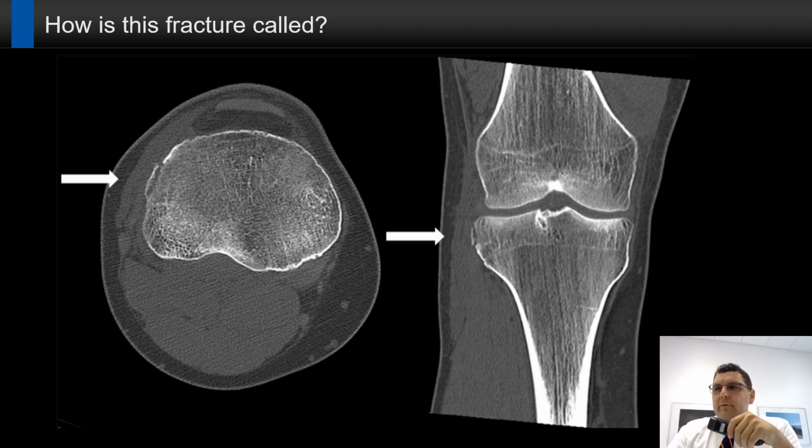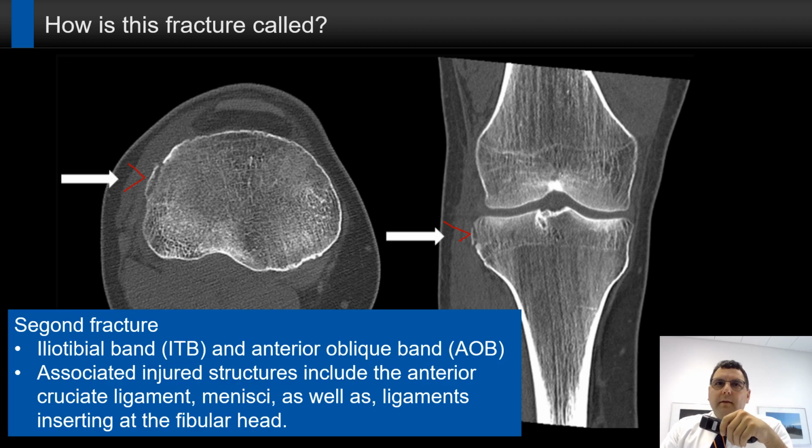Another quite frequent fracture is this here. You of course see the fracture here, but what's the name of this fracture? Yes, this is called Segond fracture. And what does it stand for? Well, it's usually associated with anterior cruciate ligament injury, meniscal injury, as well as ligaments inserting at the fibular head.